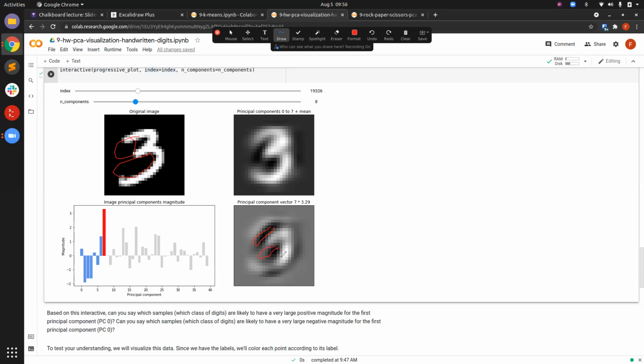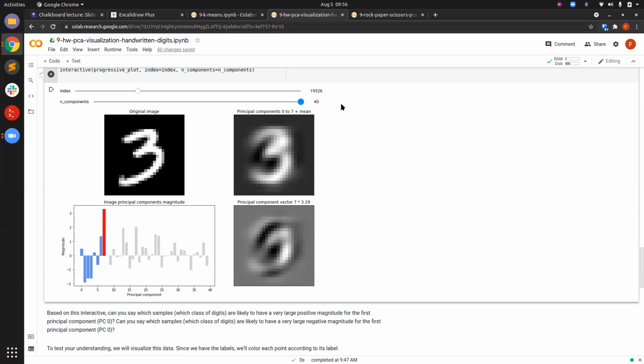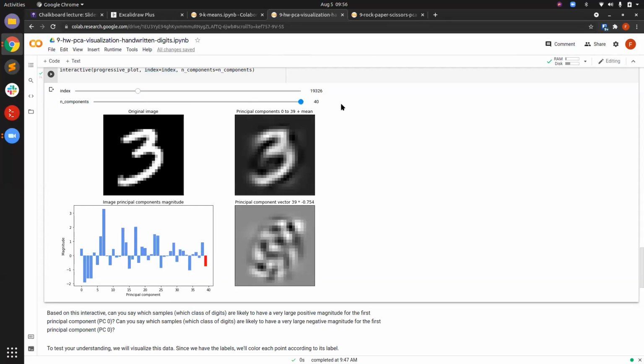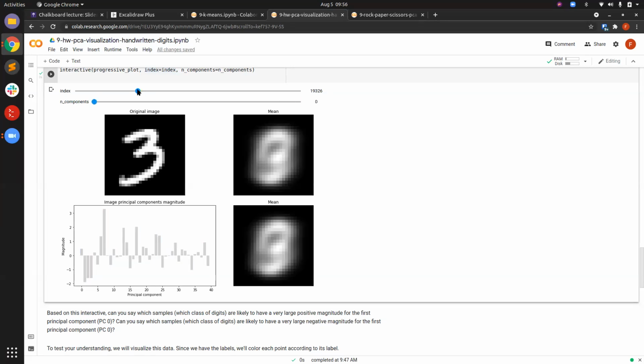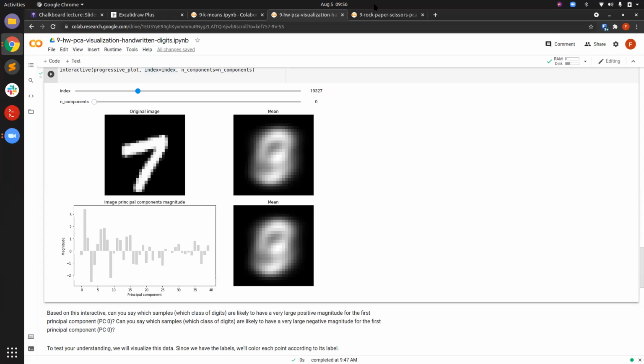So you can see how the principal components are like templates or building blocks that can be used to reconstruct the original image. Here's this 3 reconstructed from 40 principal components. So you can see it's a pretty good reproduction. Let's look at another example. I'm looking for 1.